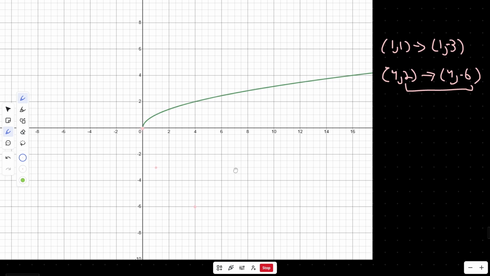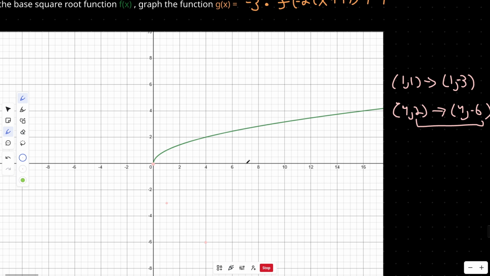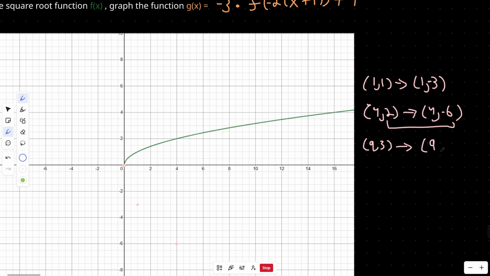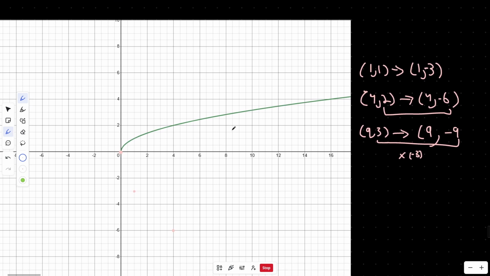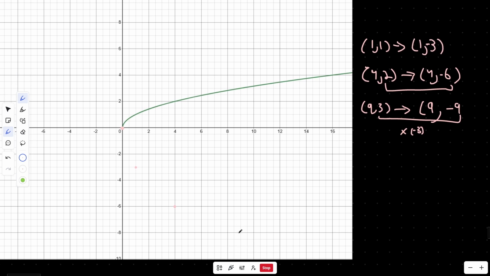And let's do one more point. Let's do the point (9, 3). So it's going to be over here, (9, 3). The point (9, 3) is going to keep the x the same since we're only doing the vertical stretch first. It's going to go to (9, -9) because we multiplied this by negative 3. Okay, there we go. So let's draw that in. It's going to go to (9, -9) right over there. So let's draw that in really quickly.